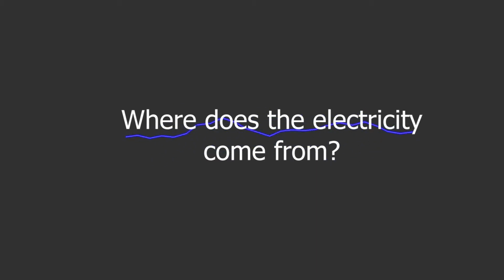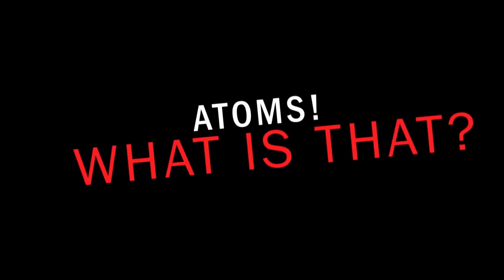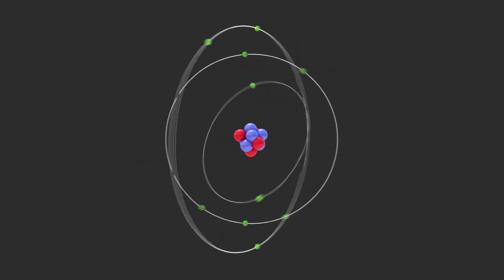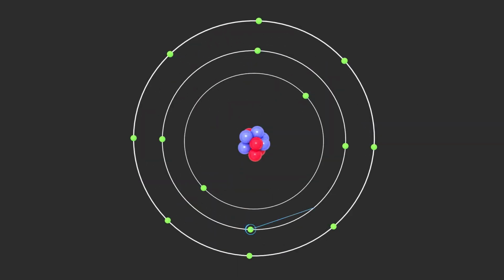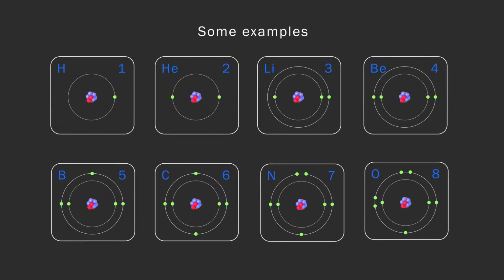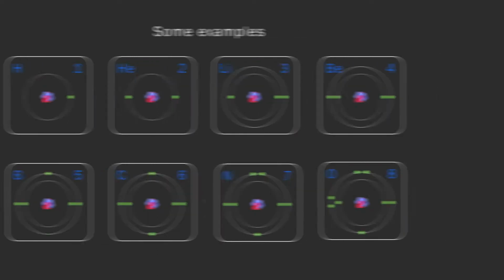All matter is made up of atoms. Then ask the next question, what are atoms? Atoms are the smallest part of an element. They are composed of electrons and a nucleus. Electrons surround the nucleus. Elements are identified by the number of electrons in orbit around the nucleus of atoms, and by the number of protons in the nucleus.